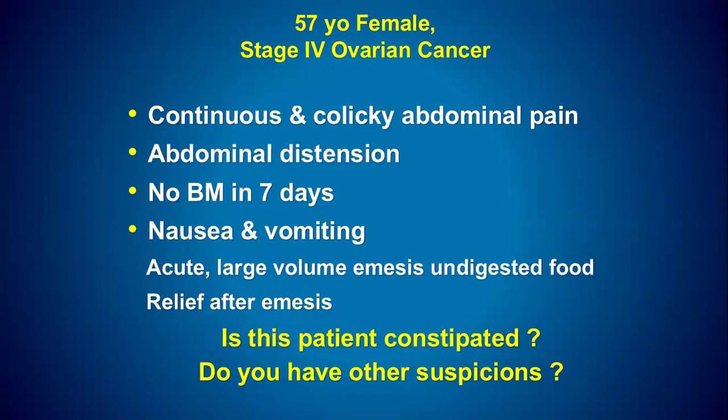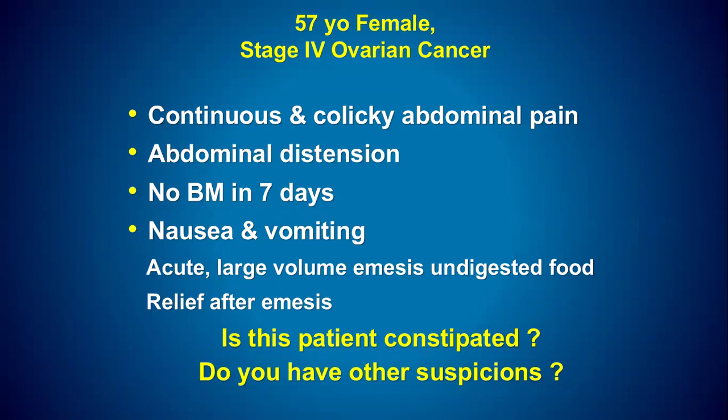Okay, now coming to a 57-year-old female, stage 4 ovarian cancer. She has continuous and colicky abdominal pain. There is abdominal distension, no bowel movements in 7 days. There is nausea, vomiting, and the vomitus is large volume with undigested food particles. And she has relief after the vomiting episode. Is it only constipation or is it anything else that you're thinking of here?